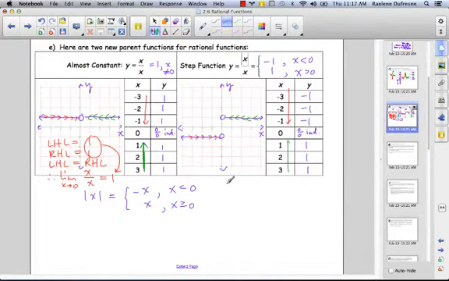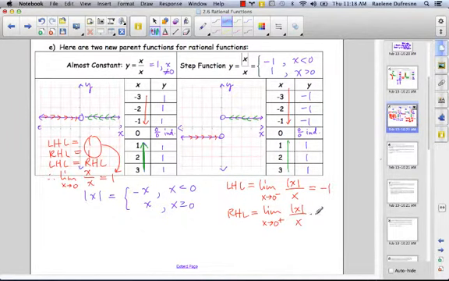Meanwhile, over here, the left-hand limit can be expressed as the limit as x approaches 0 from the left on the graph of absolute value of x over x, and that height is negative 1. The right-hand limit can be expressed as the limit as x approaches 0 from the right on the graph of absolute value of x over x, and the height that y approaches is positive 1.